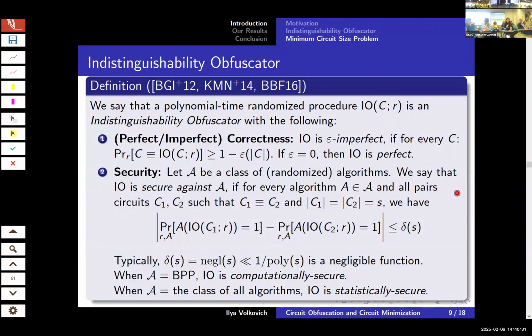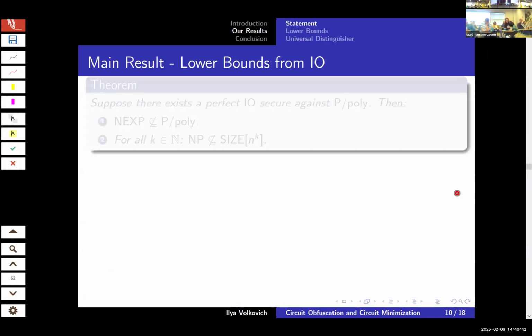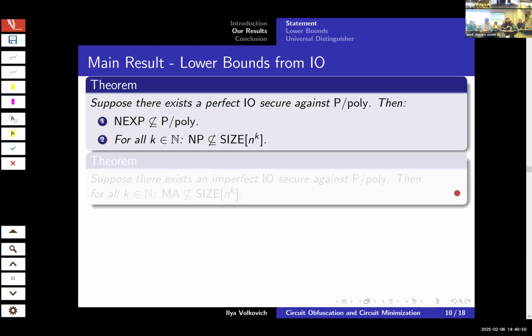So now, any other questions, complaints, concerns? I hope I satisfied all the previous complaints, so now we can actually talk about some of the results. Our results come in different flavors, and I'll try to mention the flavor of each result. The first flavor is lower bounds from IO. The important things are perfect and secure against P/poly, which means non-uniform adversary. If you have a perfect IO which is secure against a non-uniform adversary, you get two flavors of lower bounds. First, you get lower bounds for NEXP, non-deterministic exponential time, and if you scale it down, you get a lower bound for NP. This is what's called fixed polynomial lower bounds. You don't get to show that NP is not in P/poly.